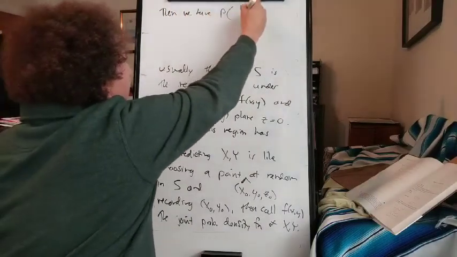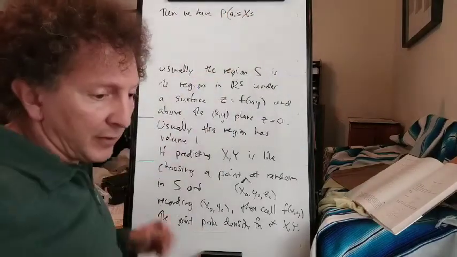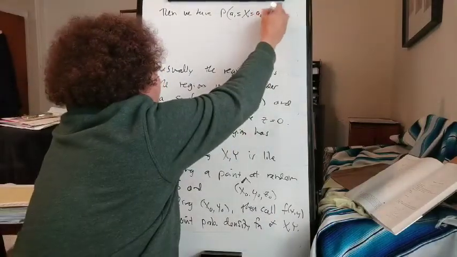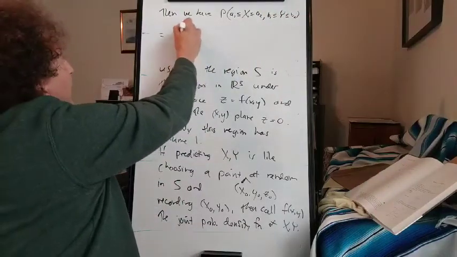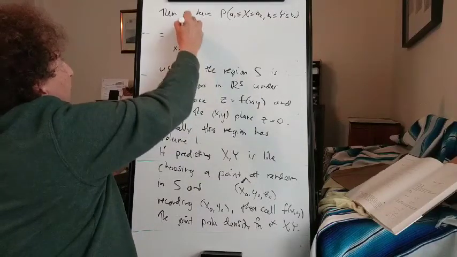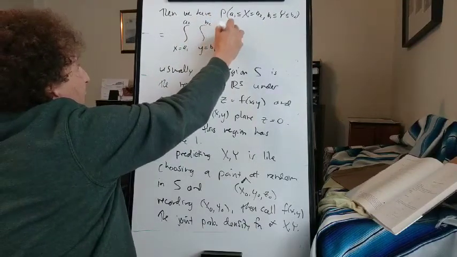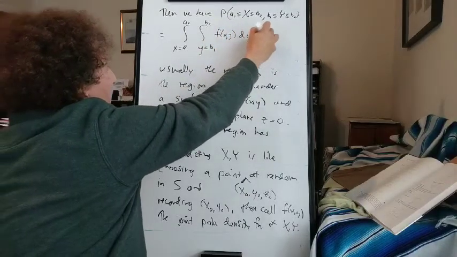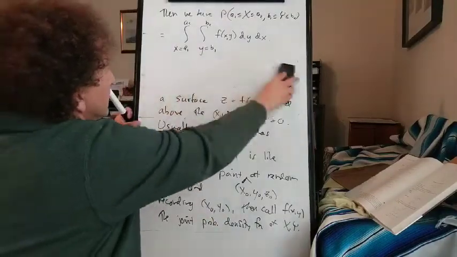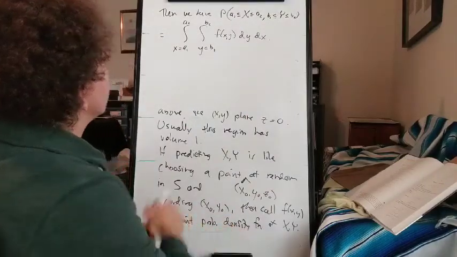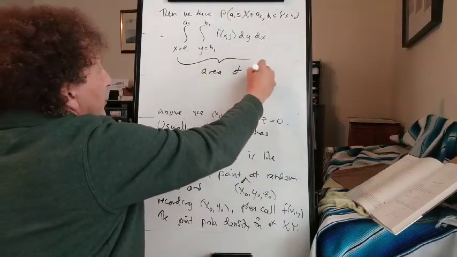So then we have the probability that x is between, say, A1 and A2, and y is between B1 and B2, is equal to the integral as x goes from A1 to A2, the double integral actually, y goes from B1 to B2 of f of x, y, dy, dx. So this integral gives the volume of the region I called A.